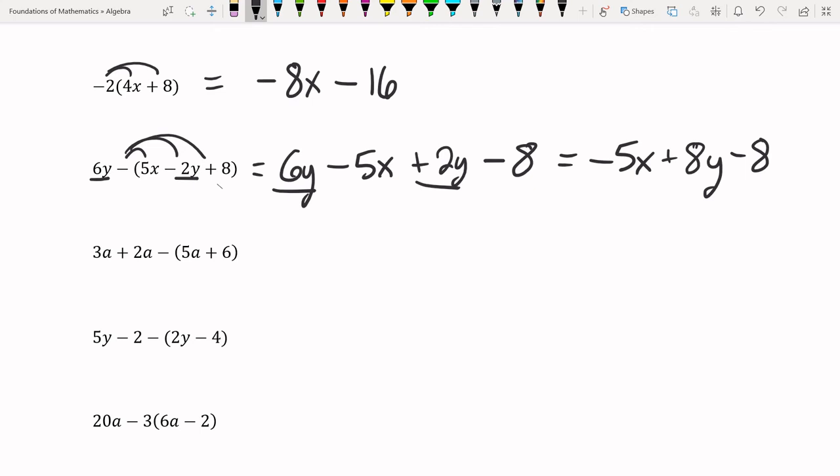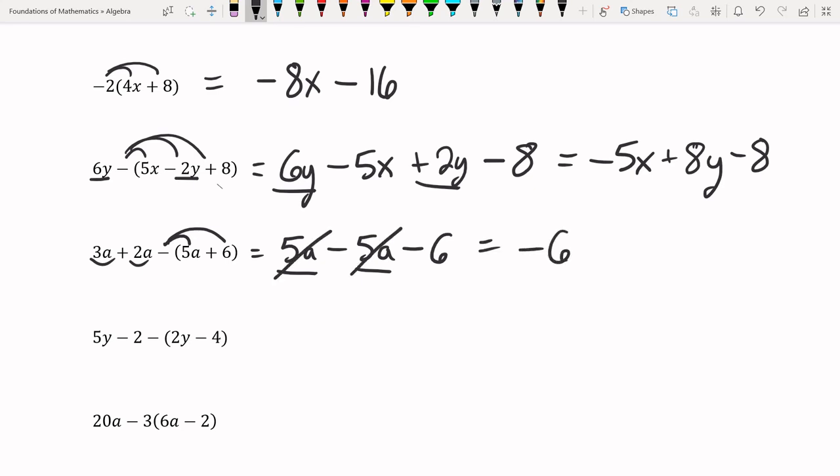Okay, we do have like terms on the outside here, 3a and 2a. 3 plus 2 is 5. So we could write this as 5a. And I'm going to distribute this negative into here, giving me negative 5a minus 6. And now you see I can combine these like terms. 5a minus 5a is 0. In other words, they cancel. So we really just get negative 6.